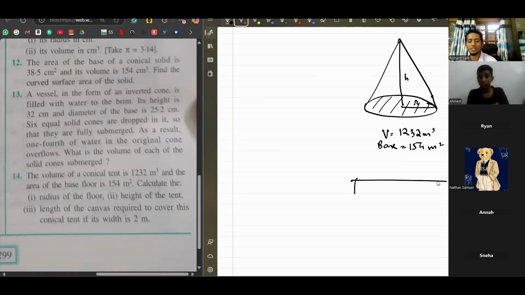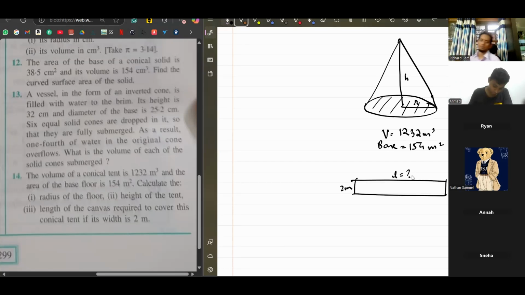Okay, so you need like this long cloth. The width of this cloth is 2 meters. They're asking what is the length. You understand? This is the question. Is everyone clear with the question? Read the question again, see whether you understood or not. Yes, everyone clear with the question? All right, how do we start off?